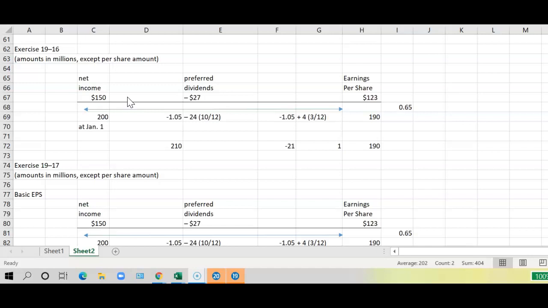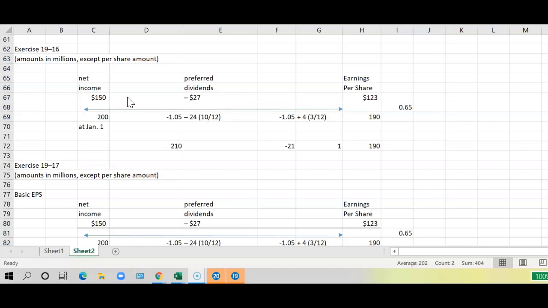So, remember we talked about cumulative in chapter 18. Cumulative means even if the dividend is not declared, it is not paid, we still have to pay the preferred shareholders when dividends are declared in future years, because cumulative preferred dividends will be in arrears when not paid. For earnings per share purposes, whether they're declared or not doesn't matter.